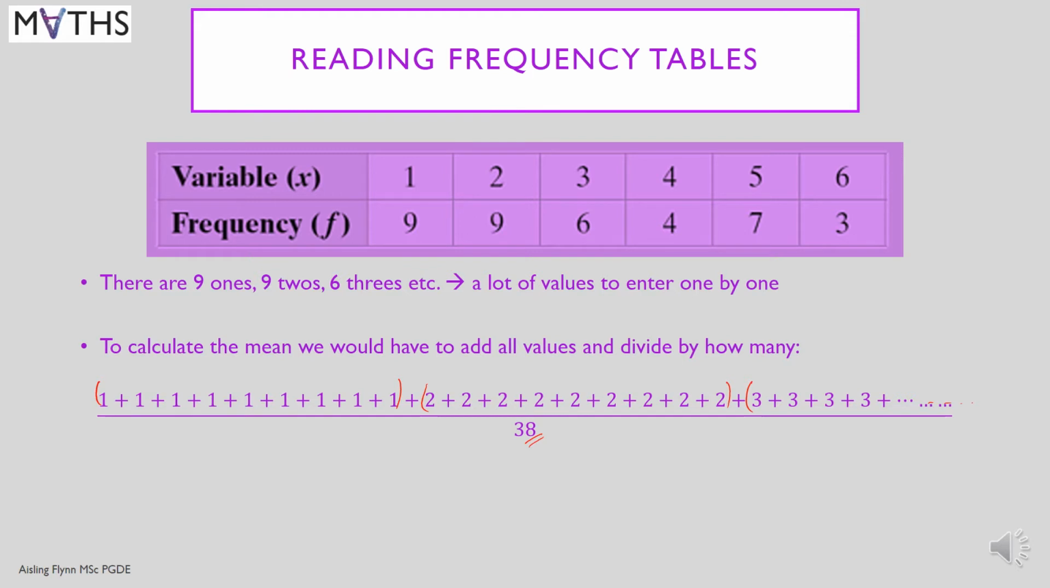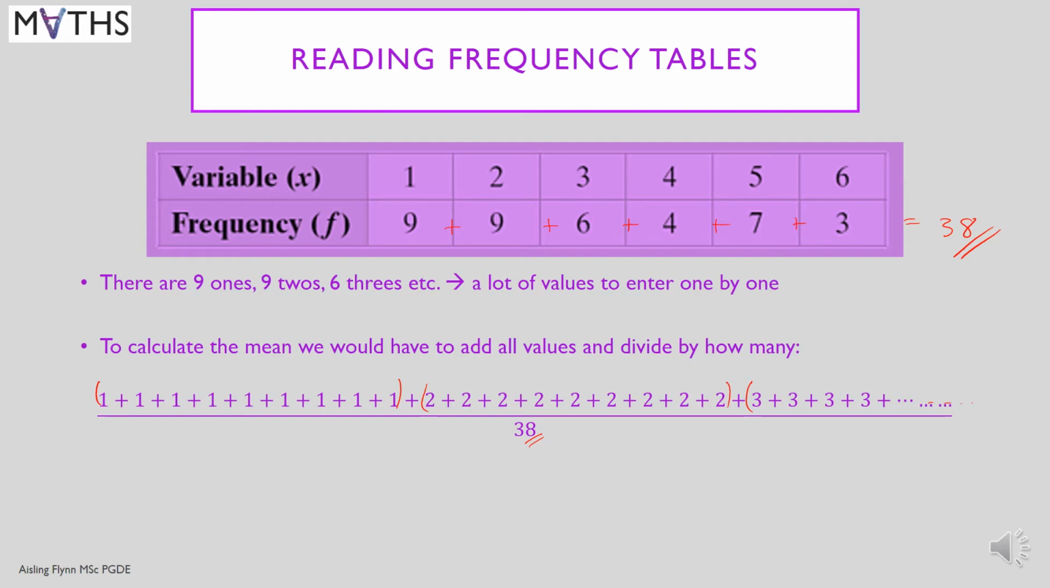So how do I know there's 38 in total? Well, you can use the frequency there too. So if we do 9 plus 9 is 18, 28 plus another 10 is 38. So when you total the frequencies, you get the total number of values.